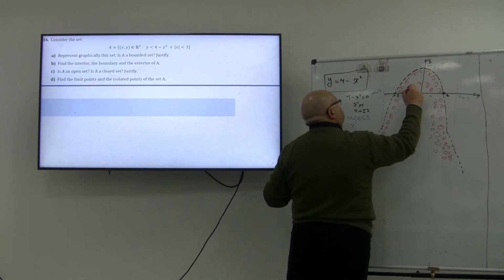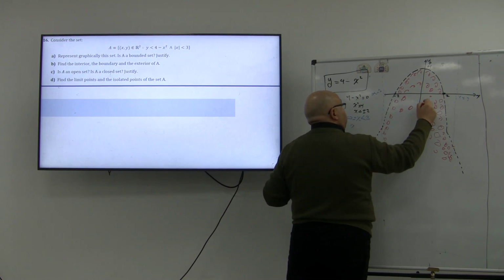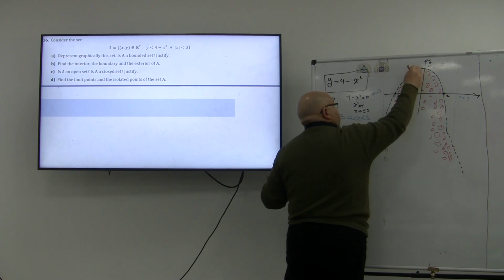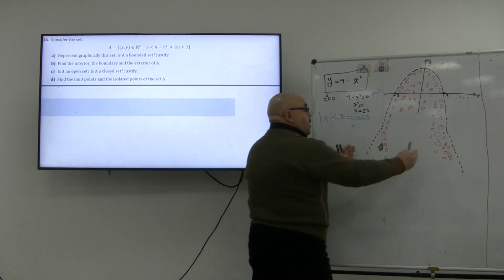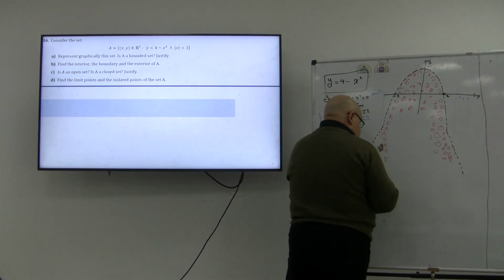That's the region that we are interested in, inside the parabola and also within the boundaries of x equal to 3.